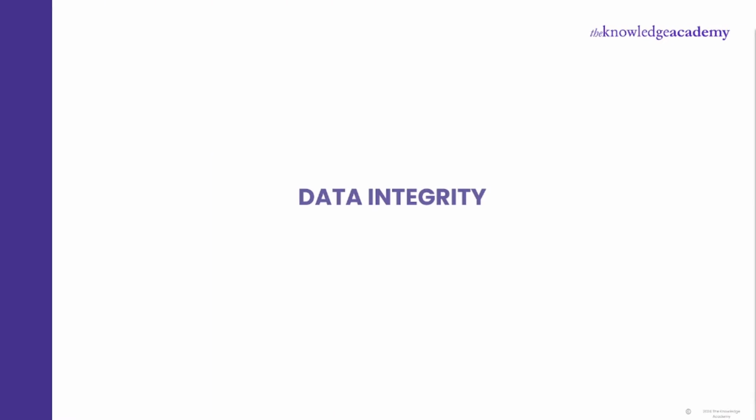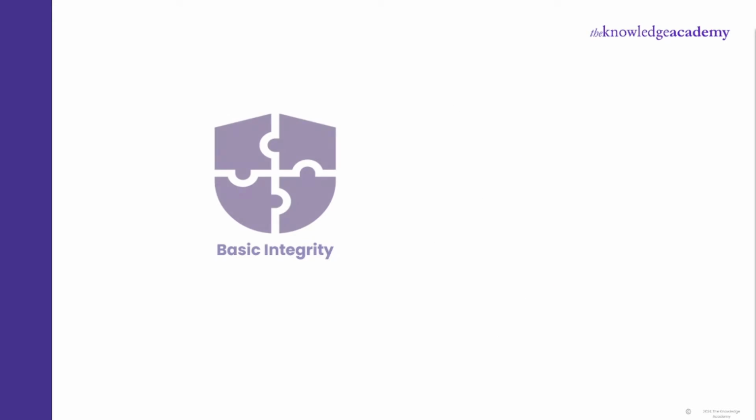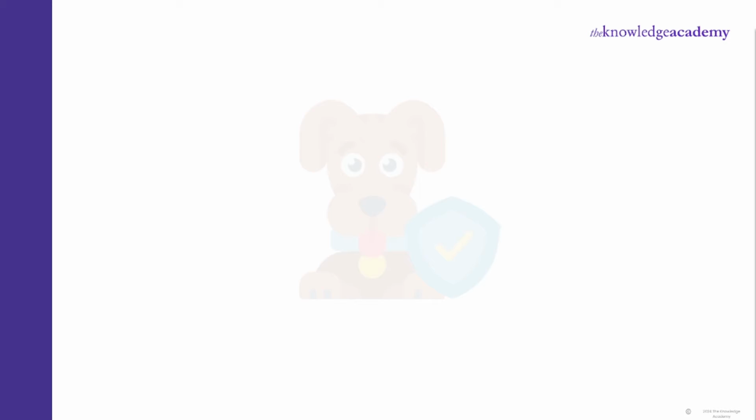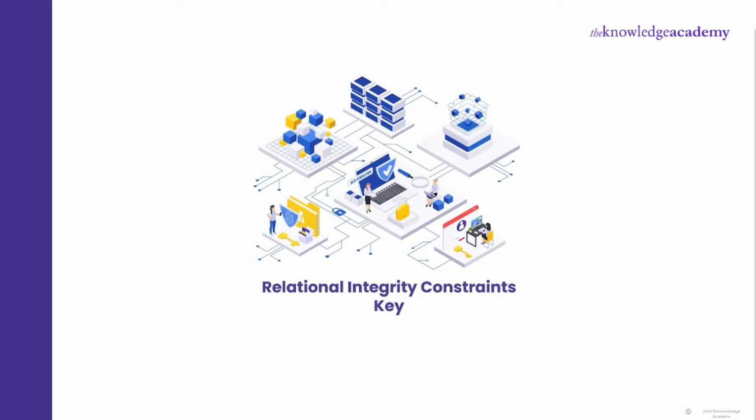The next difference between the two is data integrity. When we investigate Database Management System, or DBMS, it keeps data safe, but it is like a security guard without a badge. It performs basic integrity checks, but it may not enforce strict rules on data relationships. Whereas when we look at Relational Database Management System, or RDBMS, there is always a vigilant watchdog for data integrity. It enforces relational integrity constraints like primary keys and foreign keys, ensuring your data is accurate and reliable.